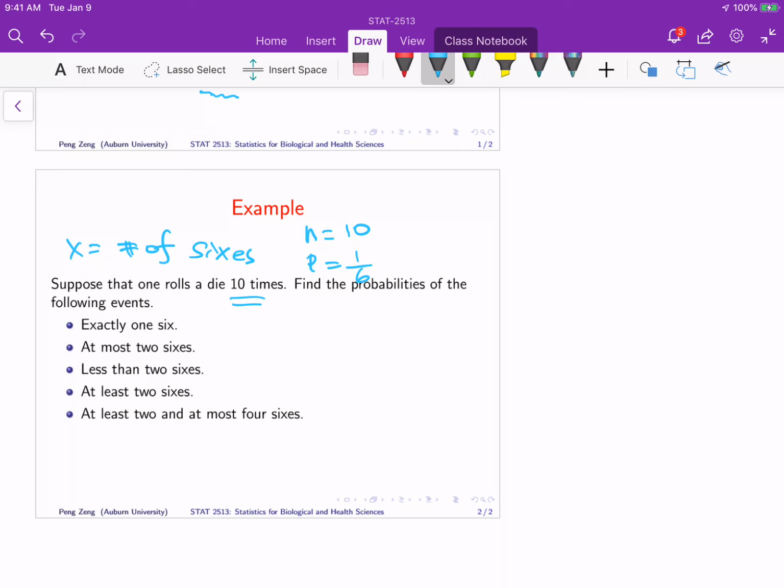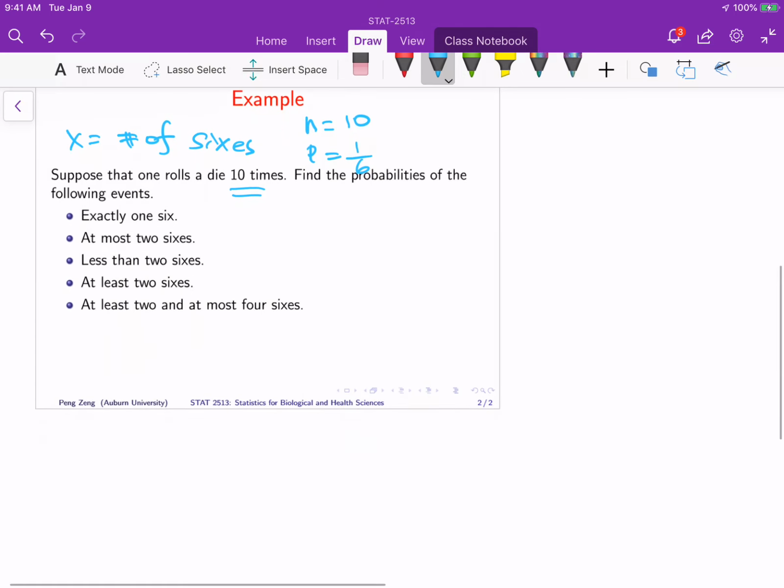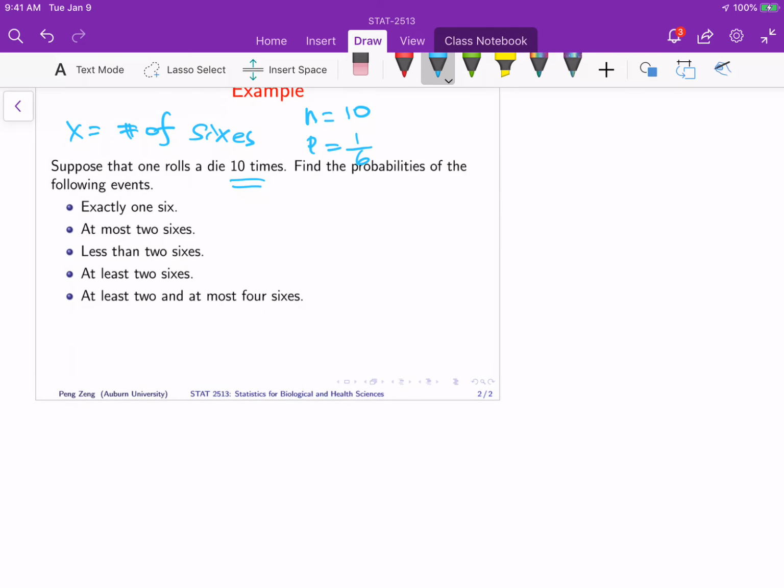Now let's check how to solve this problem. Exactly one 6 is just the probability that X equals 1. Now let's try to apply the formula for the probability mass function. In this case, notice n.